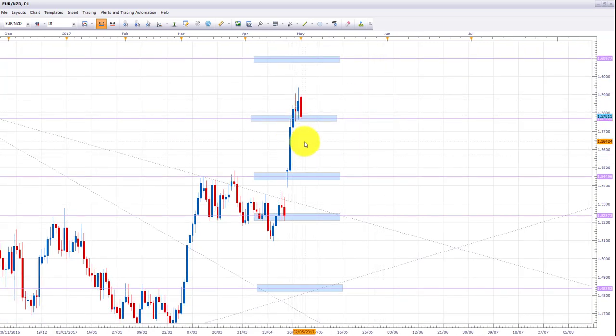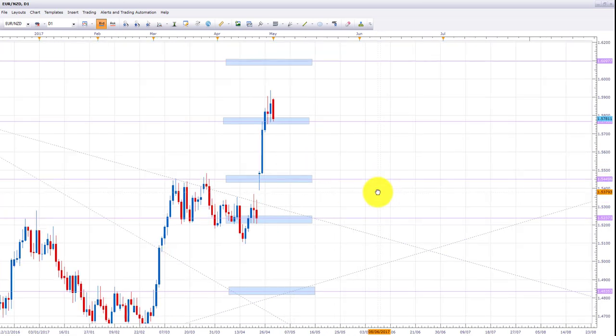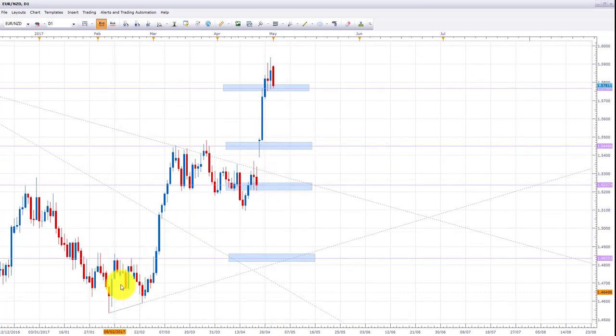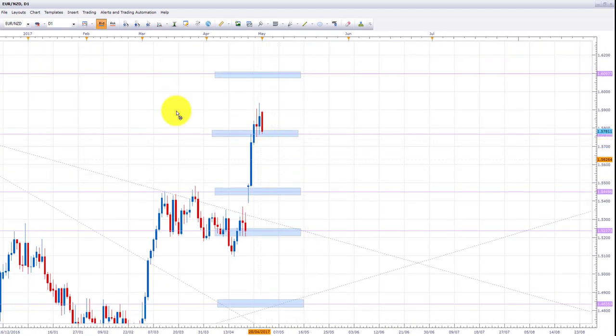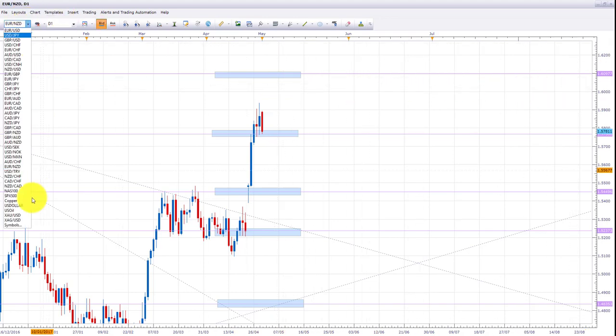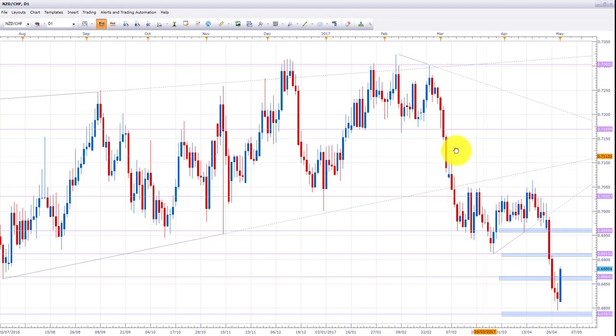to the 1.609 area. If we do start to get a breakdown below here, we could be seeing moves all the way back down to the 1.544 area and potentially even lower if it tries to close this gap over here, but as you can see, very, very strong uptrend here, so looking for shorts in this could be a bit dangerous. We're favouring longs up to the 1.609 area.